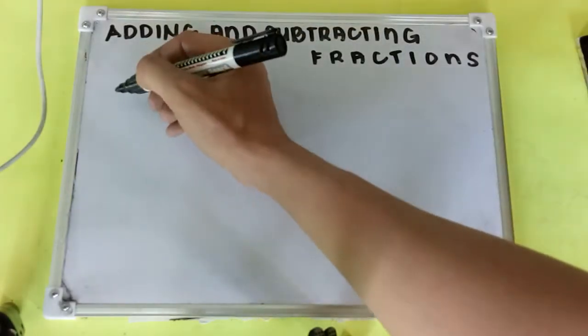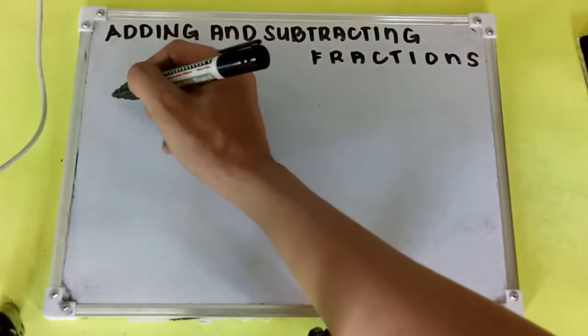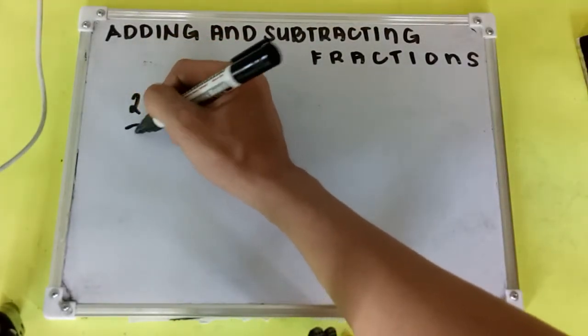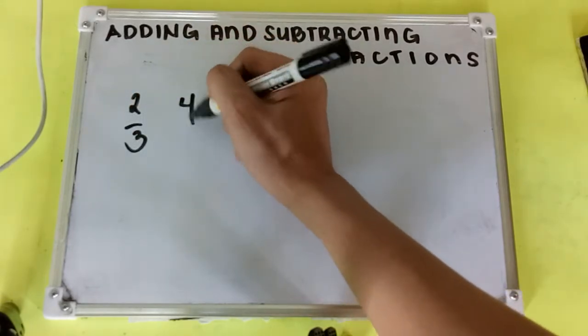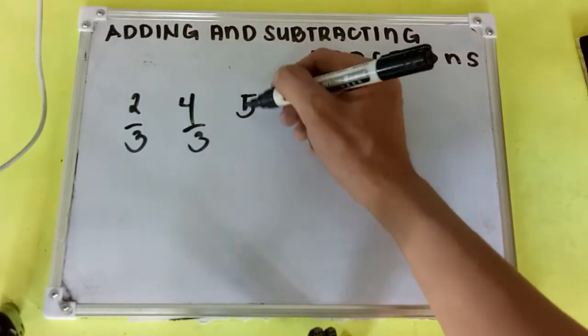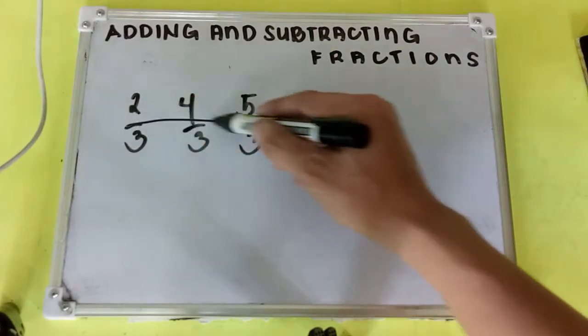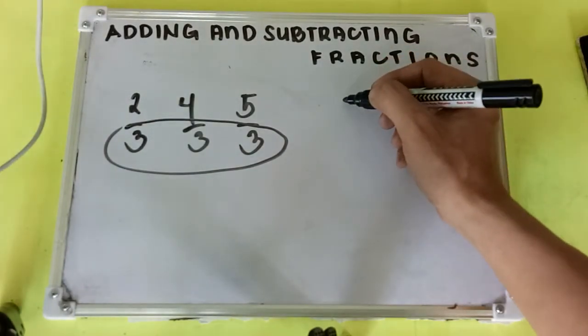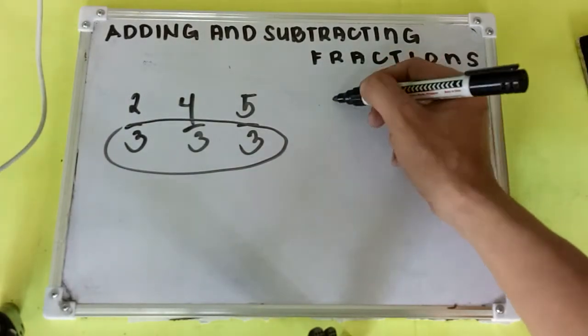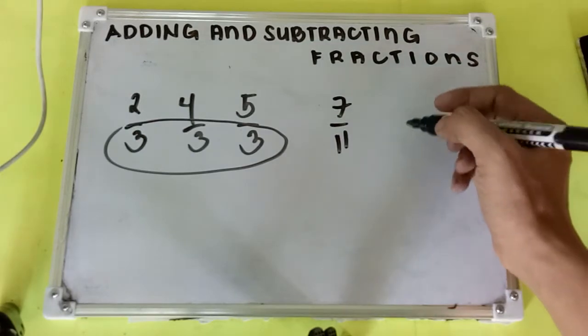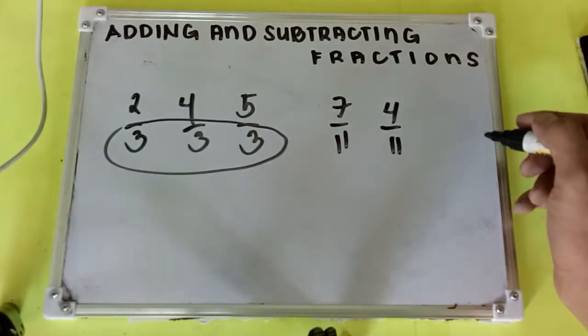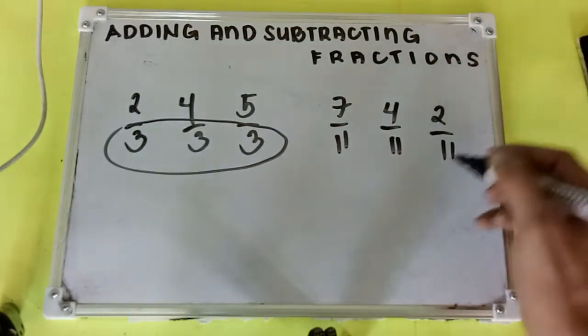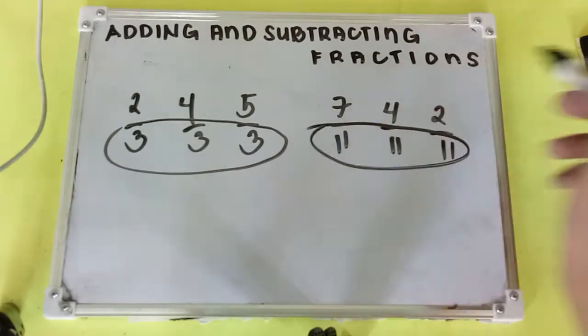So para masabi na they are similar. Halimbawa, 2/3, 4/3, and 5/3. So they are similar fractions kasi they have the same denominator. Next example ay 7/11, 4/11, and 2/11. So they are similar fractions.